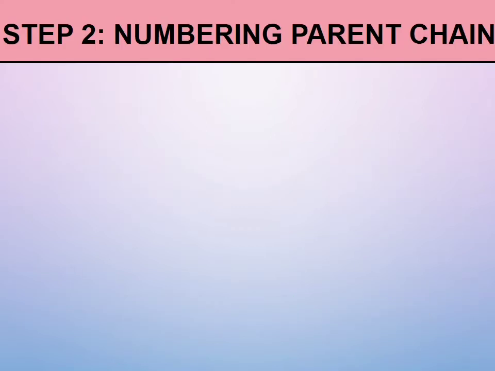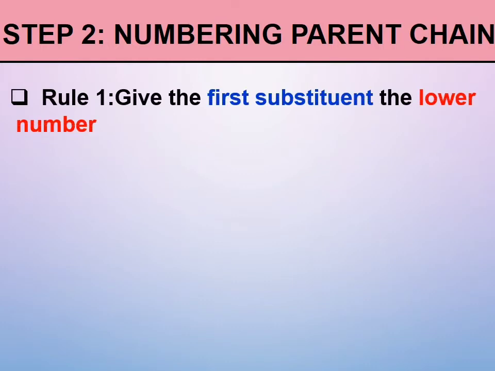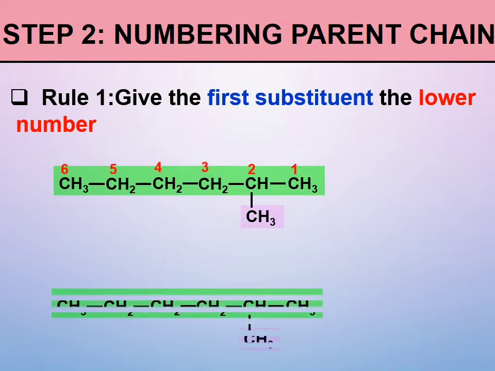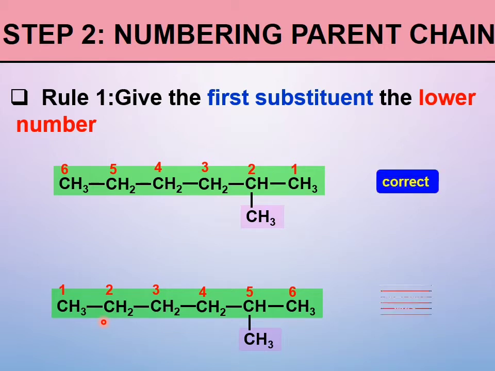So step number 2, number the parent chain. Give the first substituent the lower number. For example, this is a parent with 6 carbons. How you number your parent, it should start from the end which gives your substituent the lower number. So it will be 1, 2, 3, 4, 5, 6. If you start the numbering from this side, it is wrong because now your substituent is attached to the 5th carbon.